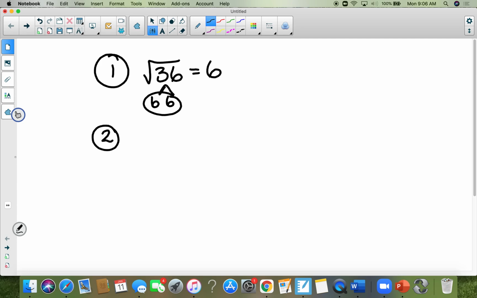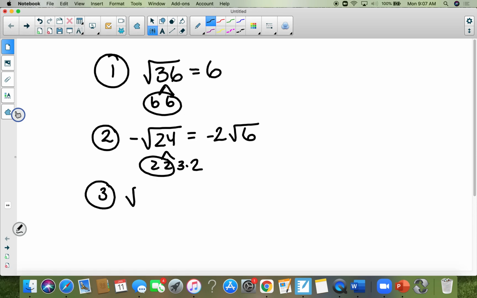Number 2, a negative root 24. It's 2, 2, and 3, whoops, forgot the other one, another 2. For every 2, I can take one out. So there's going to be a negative 2 on the outside, and the rest of the stuff has to stay inside. So that's the answer for number 2.